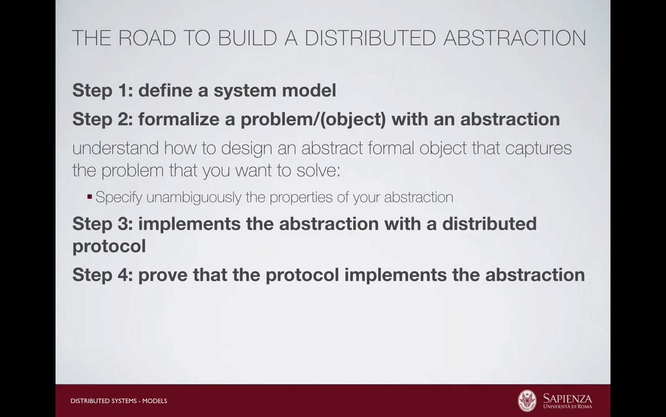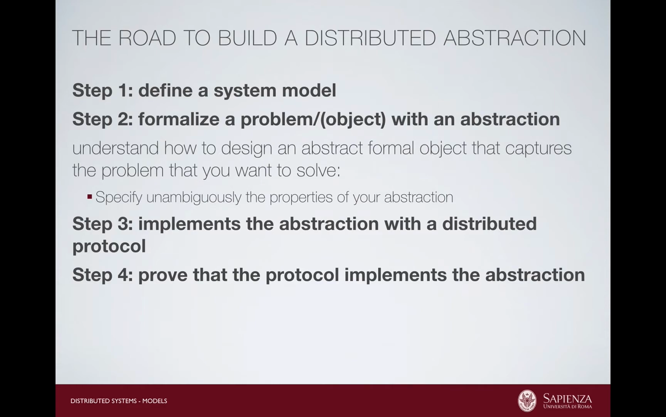An abstraction is a formal object that captures the object that you want to model or the problem that you want to solve. And you do this by specifying, in a way that is not ambiguous, the properties that have to be preserved by your abstraction. We will see an example in a few moments.